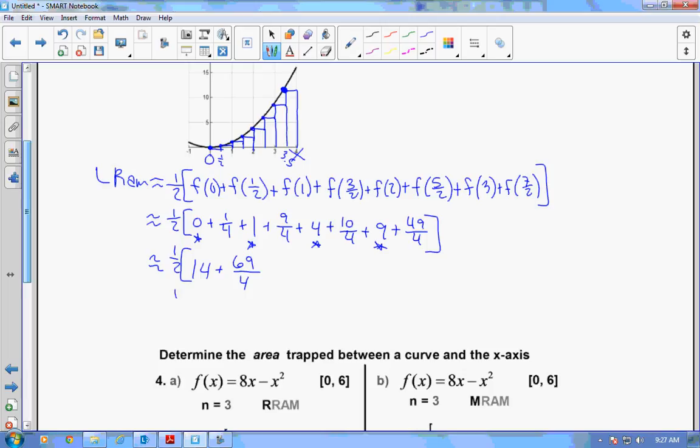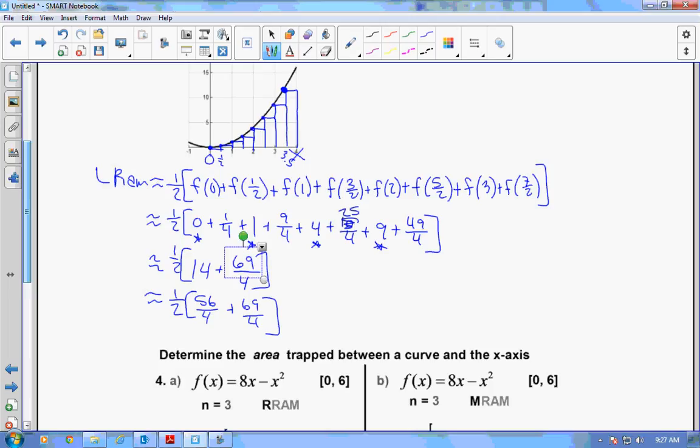Okay, so I'd have 1/2 times a common denominator. I would, let's see, times by 4. 56/4. Is that right? 4 times 4 is 16, yeah. Plus 69/4. What? Oh, I multiplied by 2 instead of squaring. Okay, so we need to add 15 more, right?